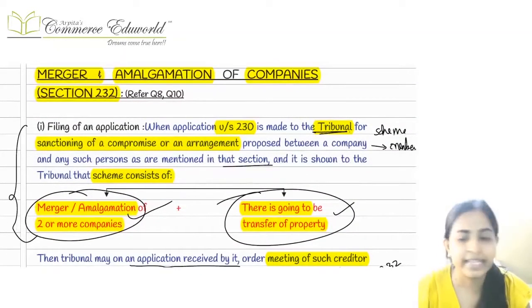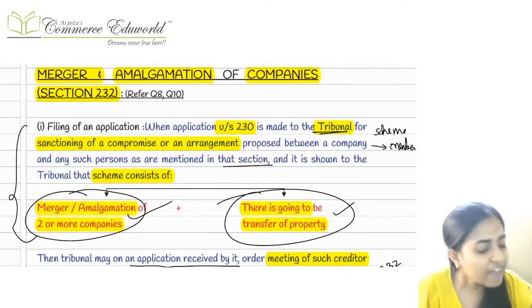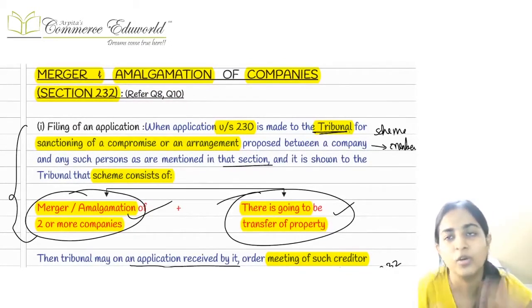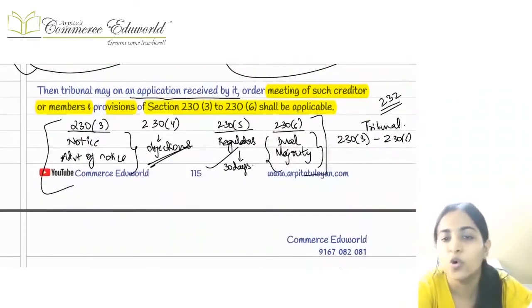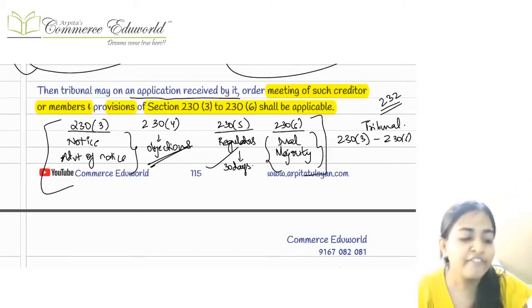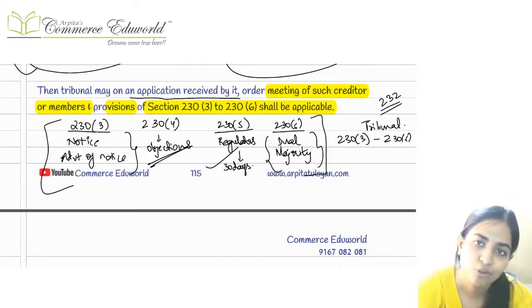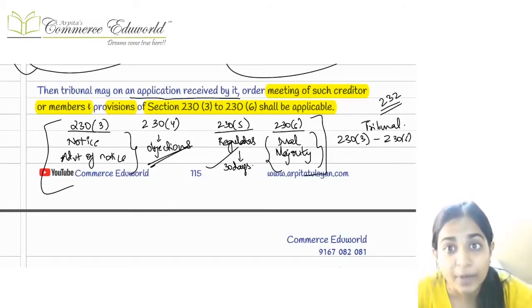Okay, going on to the next section, that is section number 232, which is talking about mergers and amalgamation. Whenever any particular company wants to do any merger or amalgamation, which includes any transfer of property, then that can be done. Again, we'll have to go to the tribunal and take the approval from the tribunal. Just like section 230 subsection 3 to 230 subsection 6, those provisions will be applicable. That is, we are going to give individual notices to everyone. We are going to do the advertisement of a notice.